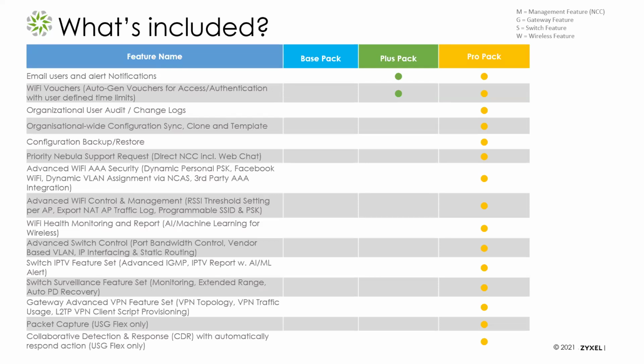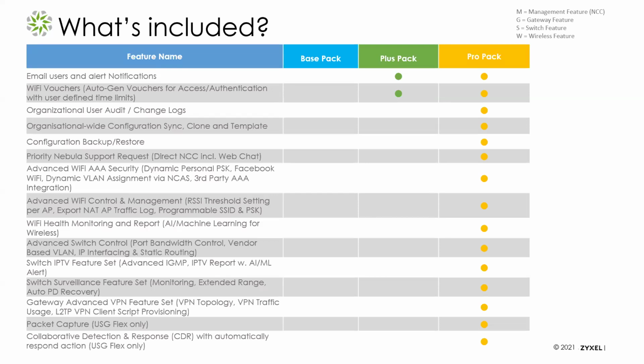And then everything else I talk about here requires Pro Pack. User audit and change logs are included with Pro Pack. The ability to synchronize configurations across multiple sites or clone existing sites is part of Pro Pack. The ability to back up and restore switch configurations is part of Pro Pack. The ability to open a ticket directly with our headquarters in Taiwan is part of Pro Pack. Advanced AAA features, some more advanced stuff for more advanced hotspot type services, require Pro Pack.